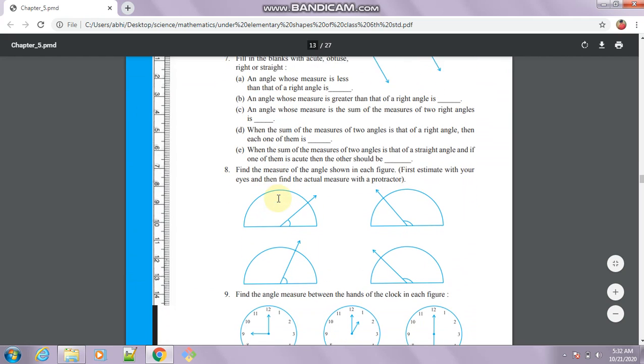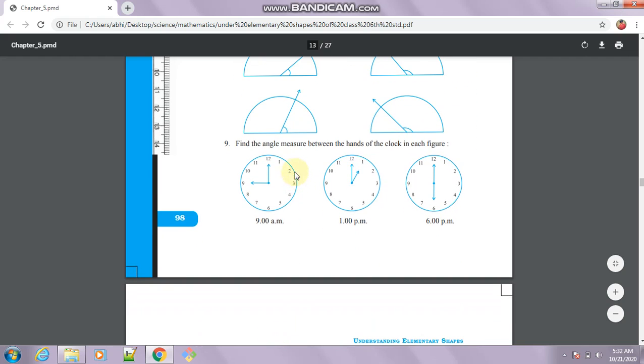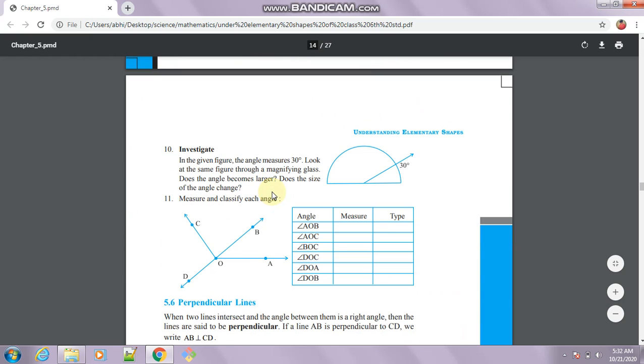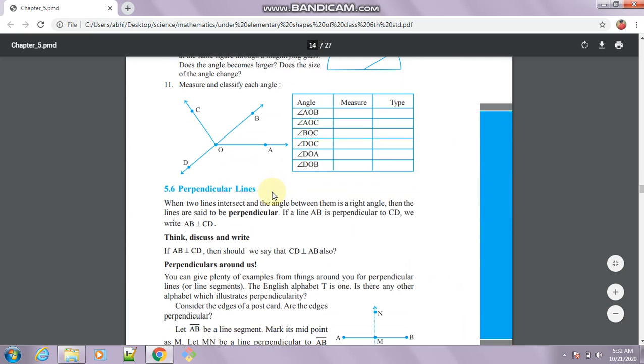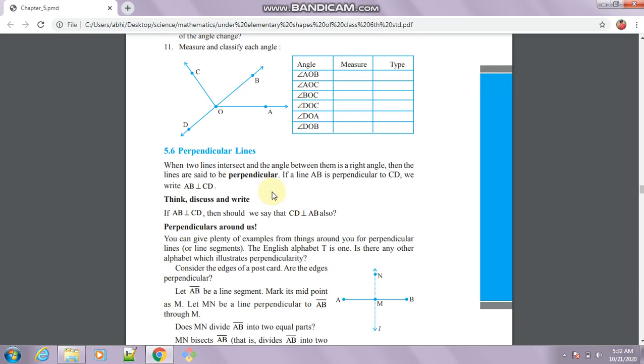And this is the full exercise. By using your eyes first, you have to see how many degrees it is, then take your protractor and measure it. Okay, and find out the angles between the hands of the clock. This is what angle? Straight angle. This is acute angle. This is right angle. And investigation. And next we have to move to the perpendicular line.